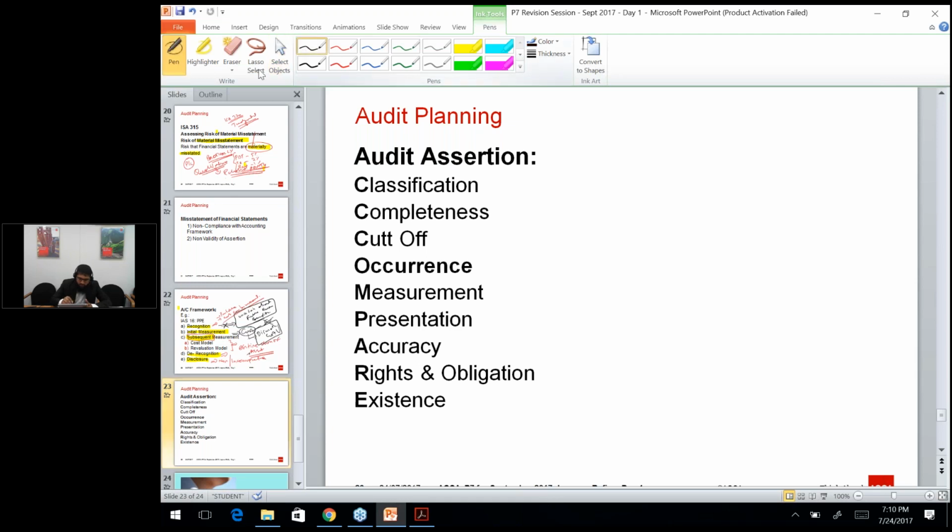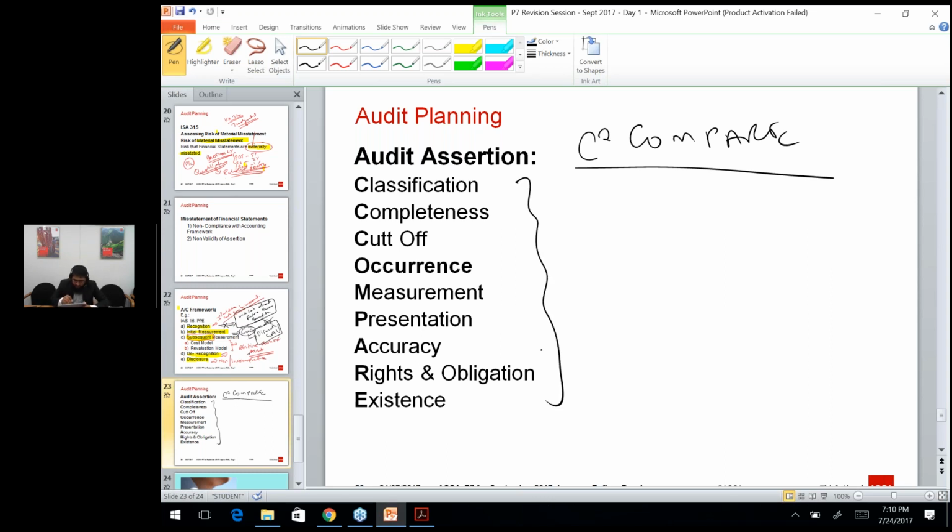Generally speaking, I remember these audit assertions using the mnemonic of C square compare. What is the C square compare? It refers to these things: classification, which means that the assets, liabilities, income or expenses have been correctly classified. Completeness, which is that 100% of the transactions have been recorded.